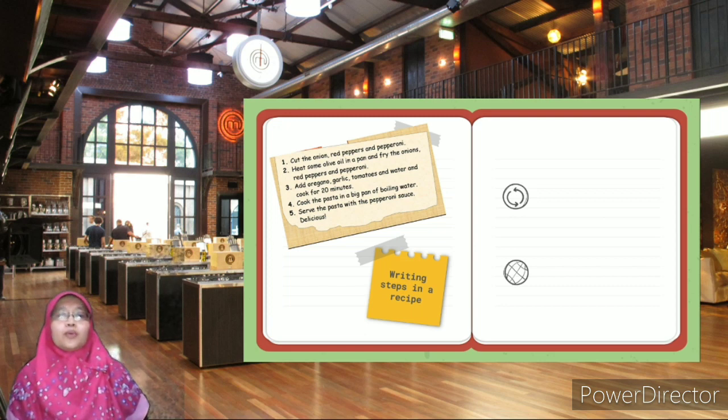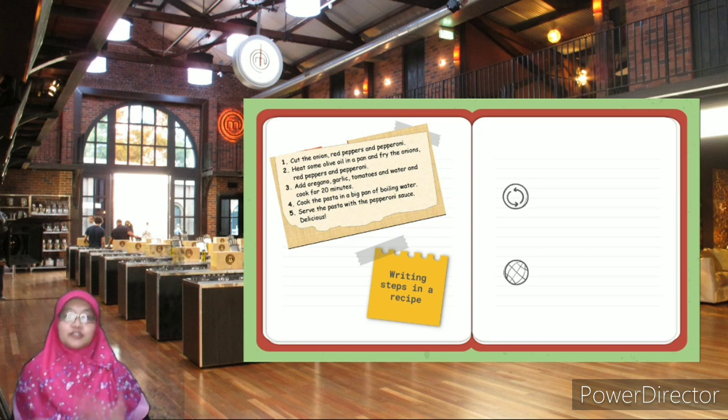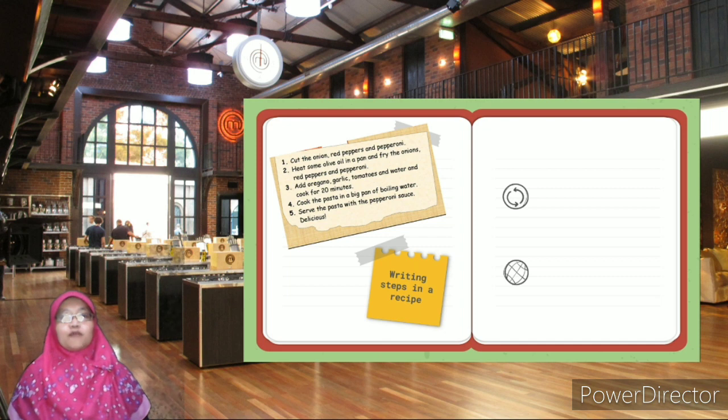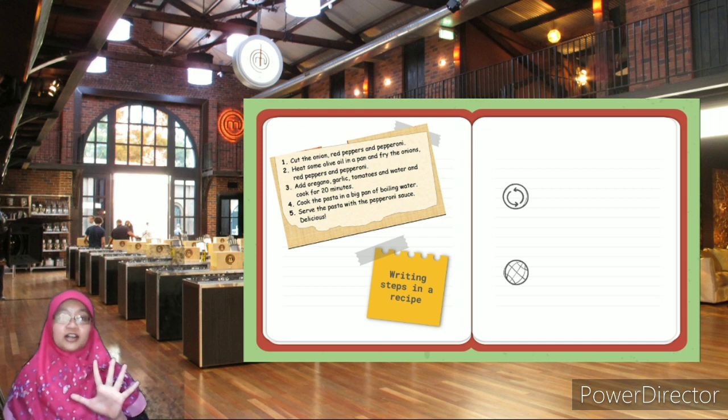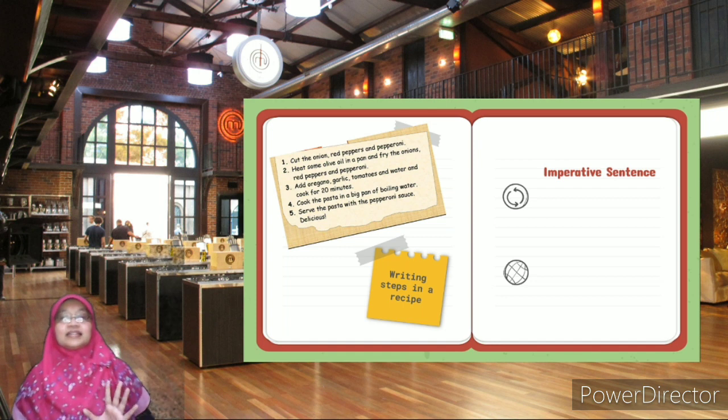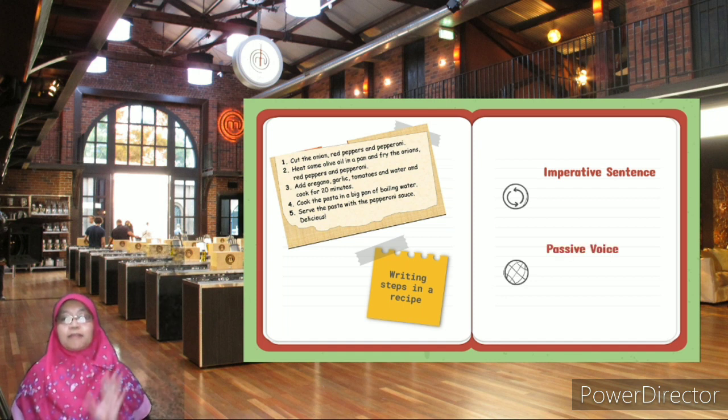Now, in writing the steps, there are 2 ways in writing the steps. But before we try to explain how to write the steps, let's try to read the steps again. So we've got 5 steps here, and that is written in imperative sentence. And next is the passive voice. So in writing the recipe, there are 2 ways in writing the steps. The first one is using the imperative sentence, and the second one is passive voice.